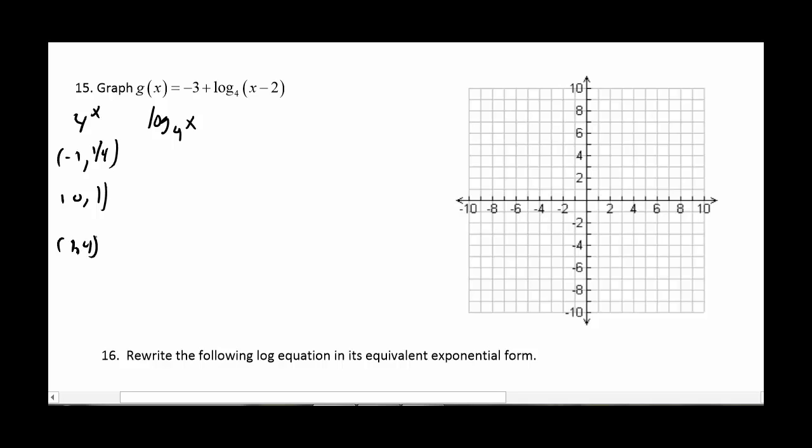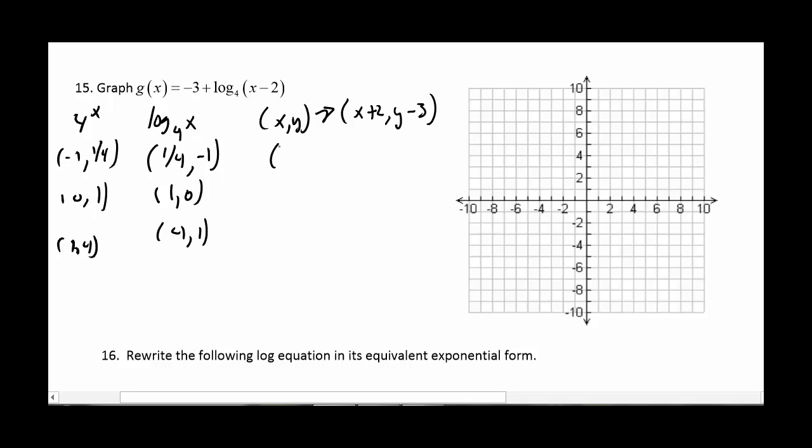So to find the inverse, I just switch the order. So the parent points are a fourth comma -1, 1, 0, and 4, 1. Okay, so then I can look at what my mapping rule is. For all of the x's, we are going to add 2, and for all of the y's, we're going to subtract 3. So 2 and a fourth, comma, -4. That would be 3 comma -3, and this would be 6 comma -2.